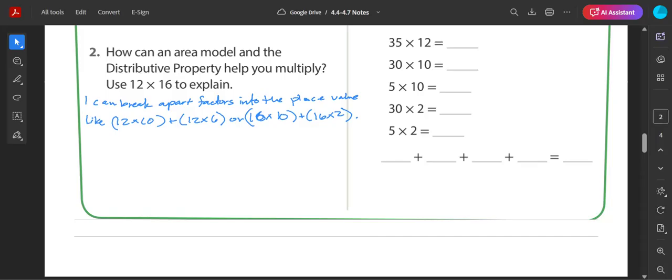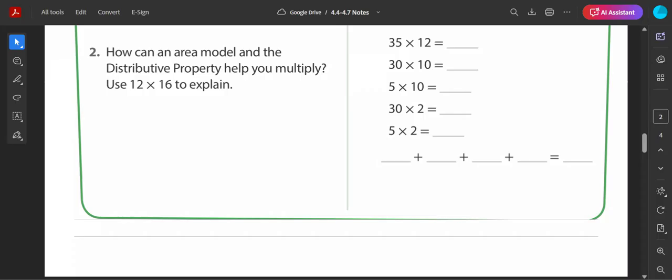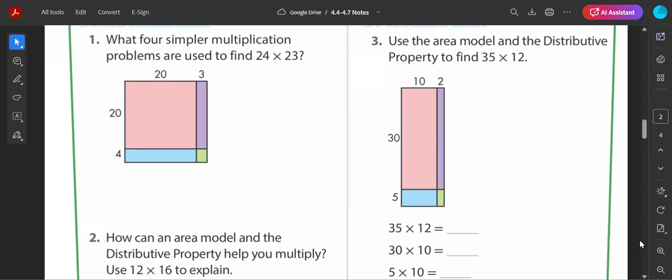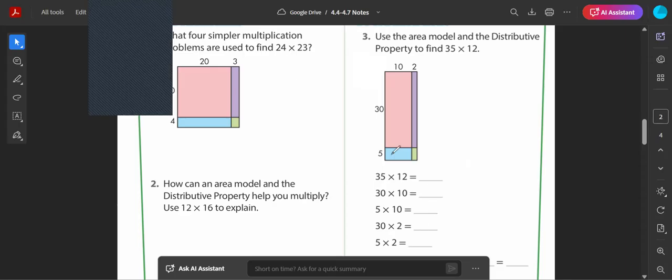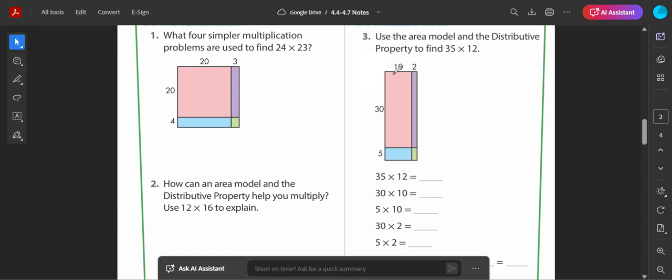If you're done with number 2, we're going to go ahead and work on number 3. If you need to pause, go ahead. I'm going to zoom out a little bit. It says use the area model and the distributive property to find 35 times 12. And so we don't need to fill in this one right now because we're going to fill out the partial products first. So 30 times 10, that's what we're doing right here, what this area is filled in for.